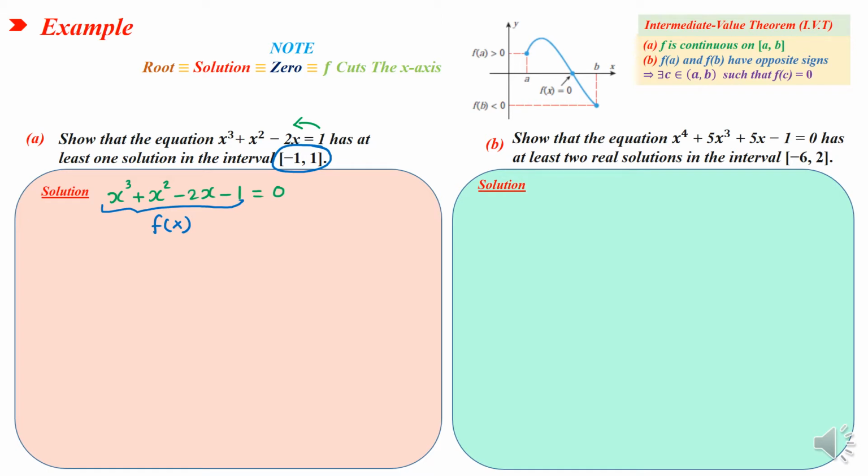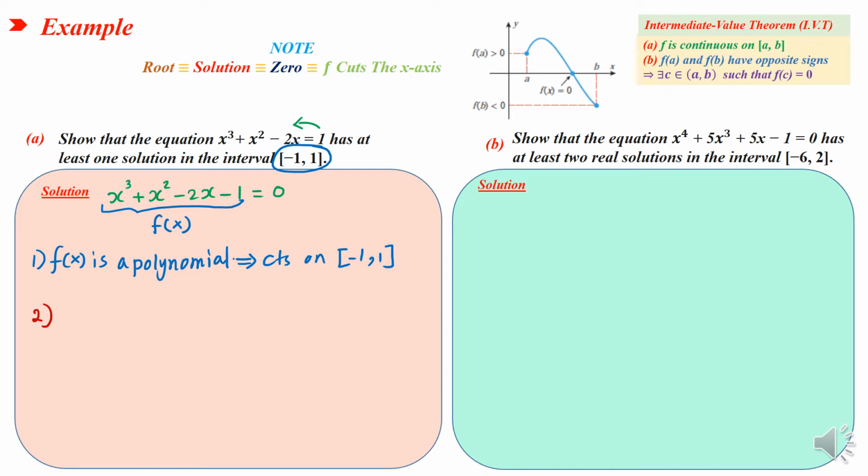Now, since f of x is a polynomial, this is the first condition. F of x is a polynomial, and this means that it's continuous everywhere. So it will be continuous on the closed interval from -1 to 1. Now you have to check what is the sign of the images of the endpoints under the function f.